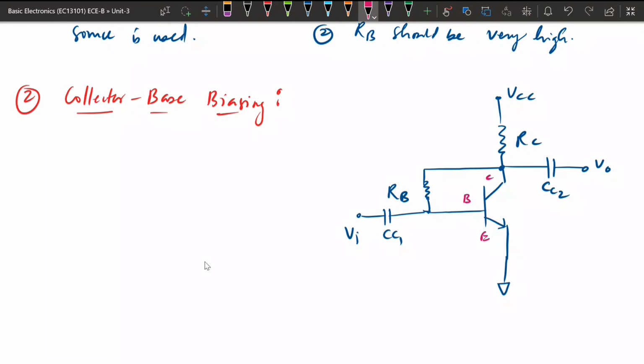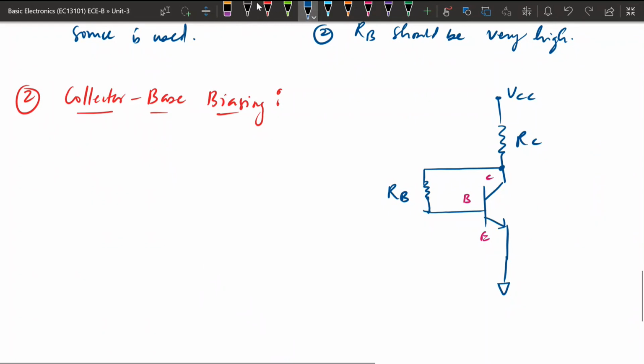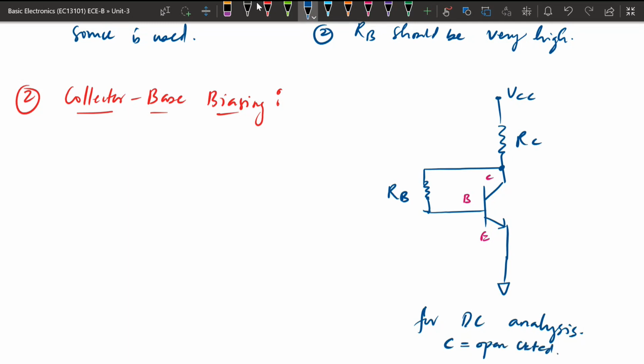So this is the complete circuit in case of the amplifier, but once we go for DC analysis we need to remove this part. The capacitor will be open circuited while doing the DC analysis. So this is the circuit for DC analysis. For DC analysis, capacitors will be open circuited. This will be the circuit.